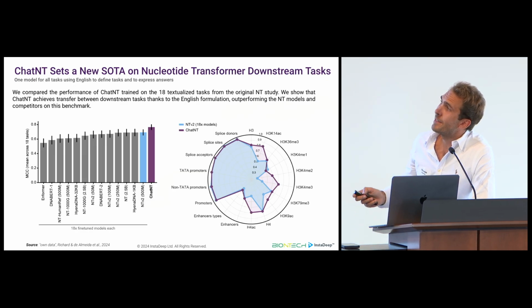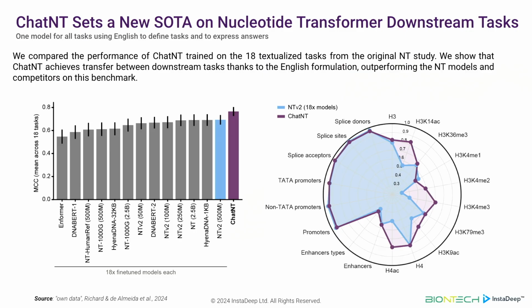And what we showed here is that instead of building, for instance, 18 models for the 18 different tasks of the NT paper, you can build a single model that's able to perform all the tasks by asking the questions in English. Not only can you retrieve the same performance with that single model, while being interactive, but you can also get transfer.